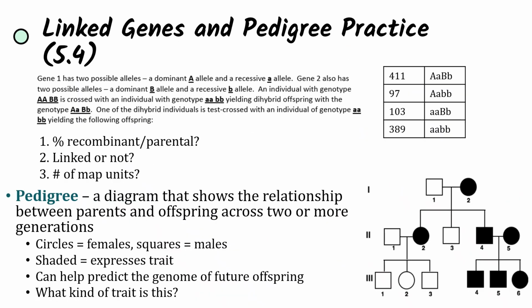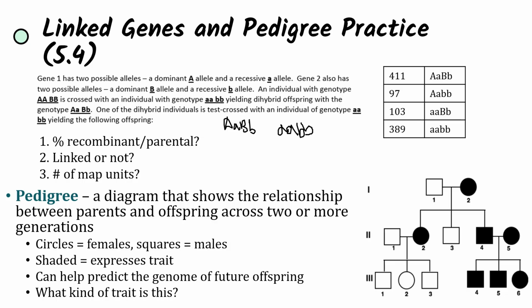Let's practice some linked genes. Gene 1 has 2 possible alleles, a dominant A and a recessive a. Gene 2 also has 2 possible alleles, a dominant B and a recessive b. An individual homozygous dominant for both is crossed with an individual who is homozygous recessive for both, yielding dihybrid offspring that have a heterozygous genotype. Then one of the dihybrid individuals is test crossed with a homozygous recessive genotype.